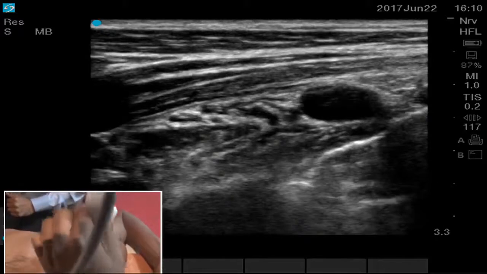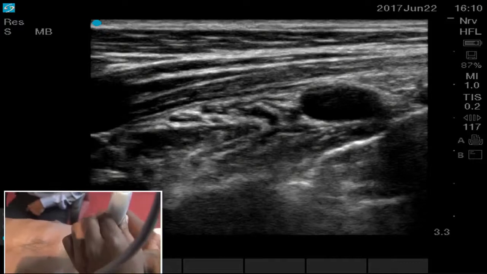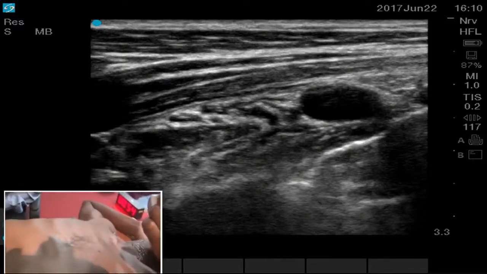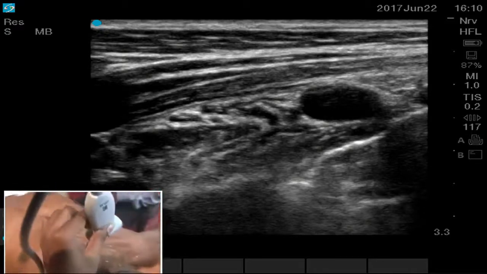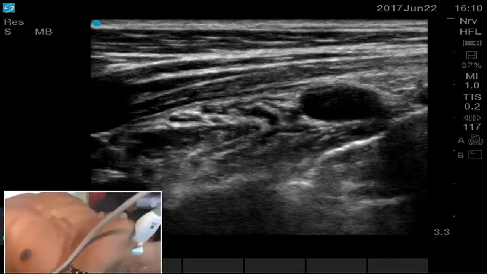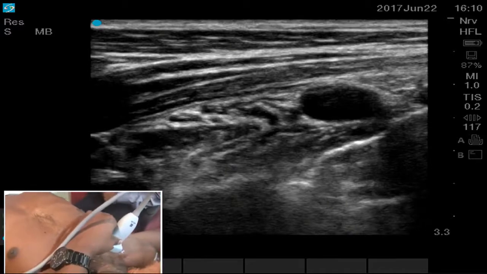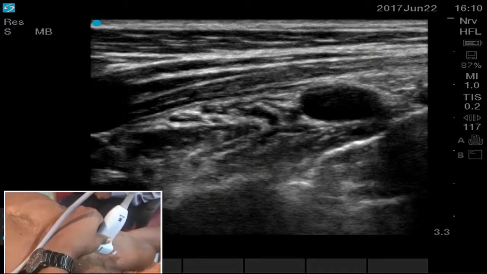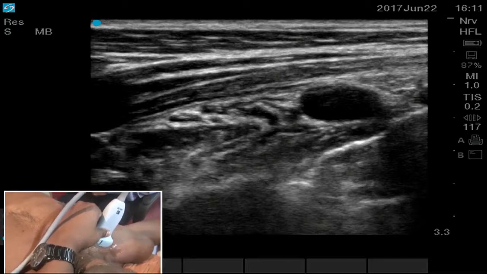Now in the costoclavicular space, this is the pectoralis major muscle, this is the subclavius muscle, and this is the serratus anterior. Between these two muscles are the entire brachial plexus elements, the cords. So I will put my probe at this level. These are the cords: lateral cord, medial cord, and then the posterior cord. Everything is grouped in a compact manner, sandwiched between the subclavius muscle and the serratus anterior.